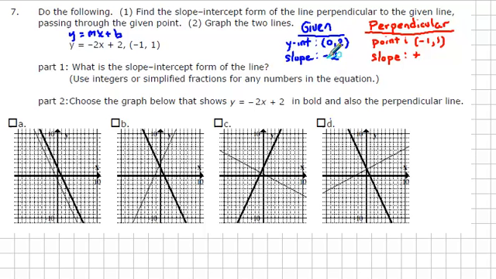And the slope of the given line is negative 2. The reciprocal of 2 is 1/2. So the slope of the perpendicular line will be positive 1/2. So for our perpendicular line, we see that we have the point negative 1, 1 and slope positive 1/2. So perhaps the most efficient way to write the equation of the perpendicular line would be to use the point-slope formula. So let's recall the point-slope formula.